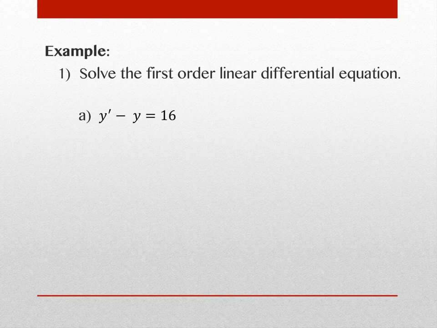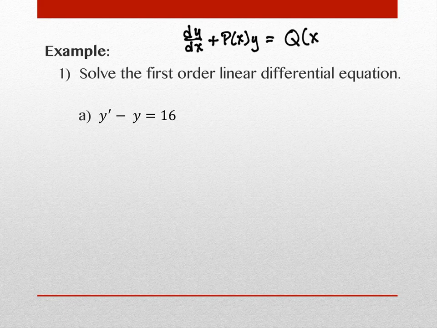Our goal in step 1 in standard form is for it to look like this. dy dx plus p of x times y equals q of x. Or alternately, this could say y prime at the beginning. So take a look at that standard form and take a look at part A. What do you notice?